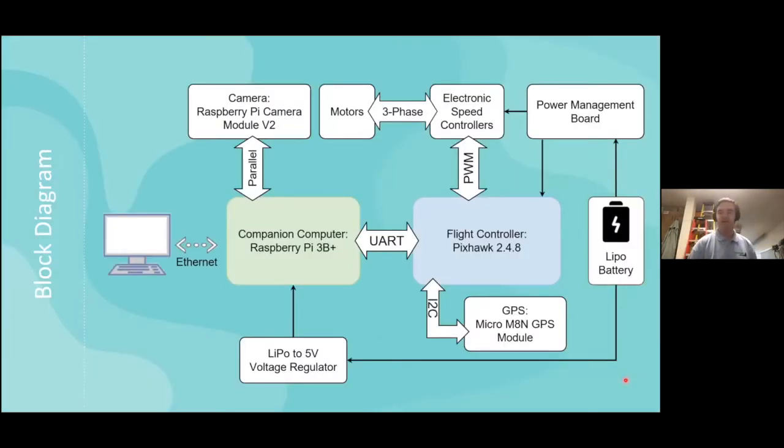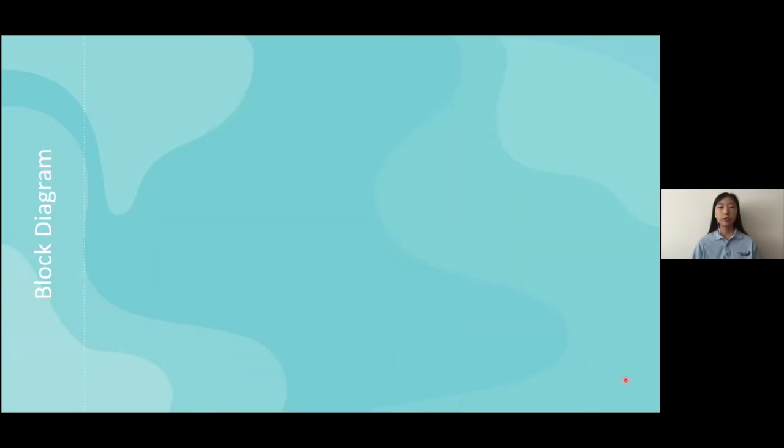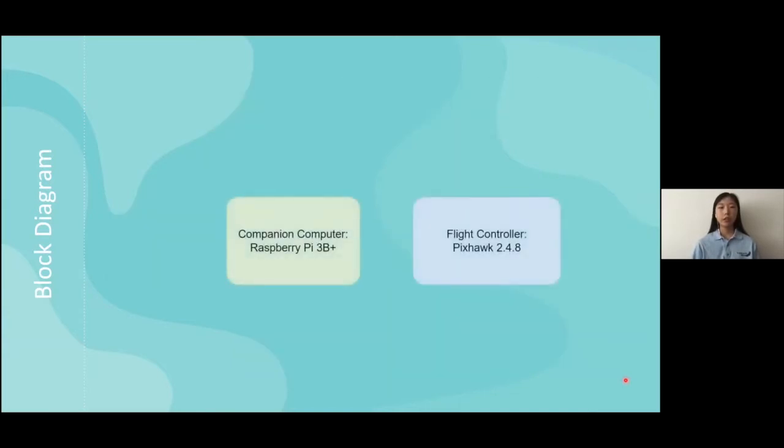Here's the block diagram of our project, and Ying Chao is going to break it down a bit more. I will introduce these blocks in detail. There are 2 processors in our system. The main processor is Raspberry Pi, which handles the computer vision part. A Pi camera is connected in parallel with the Raspberry Pi in order to detect the tag.